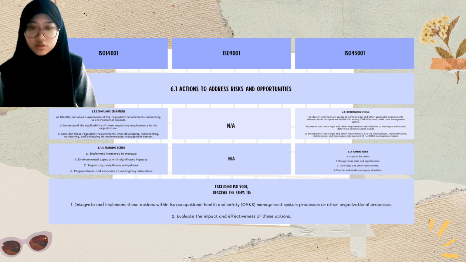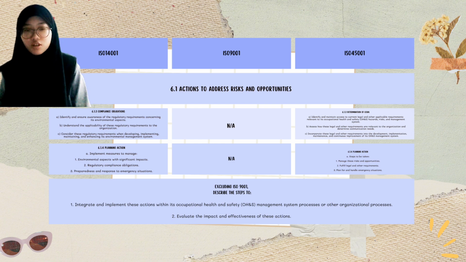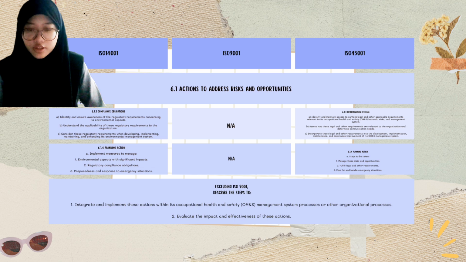Then, for determination of legal requirements in 45001, identify and maintain access to current legal and other applicable requirements that are relevant to OSH hazards, risks, and the management system. Then we can assess how these legal and other requirements are relevant to the organization and determine the communication needs. Also incorporate these legal and other requirements into the development and improvement of the OSH management system.